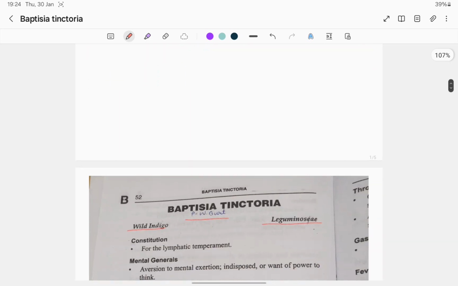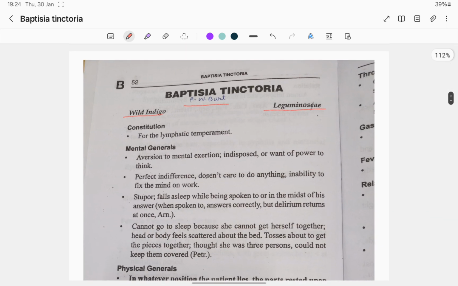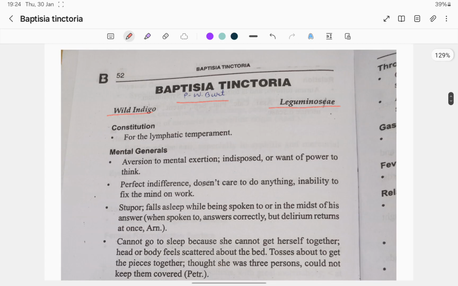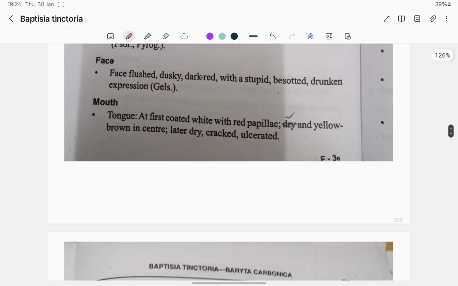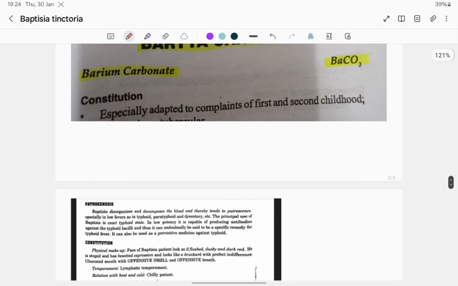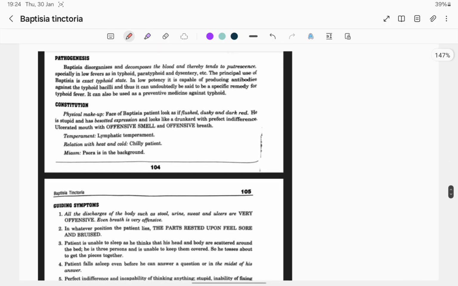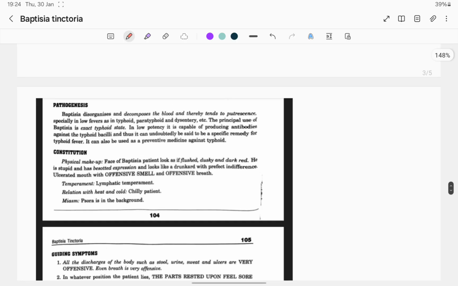Now we are going to discuss it from Allen. This slide is from Allen, constitution: lymphatic temperament. Constitution, I will discuss from SK Dubey Materia Medica. Here it is written about constitution. The face of the Baptisia patient looks as if flushed, dusky and dark red. Face flushed, dusky and dark red. Stupid, besotted expression. Looks like a drunkard.